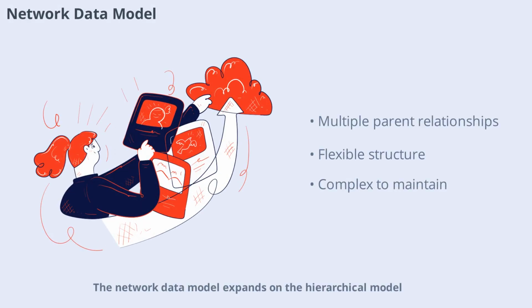The network data model expands on the hierarchical model by allowing each child record to have multiple parents. This creates a more flexible structure, making it easier to represent complex relationships. The network model is particularly useful in applications like telecommunications and airline reservation systems, where data connections are intricate. However, its complexity can make it harder to design and maintain compared to other models.